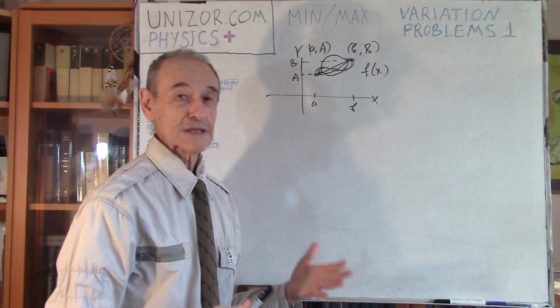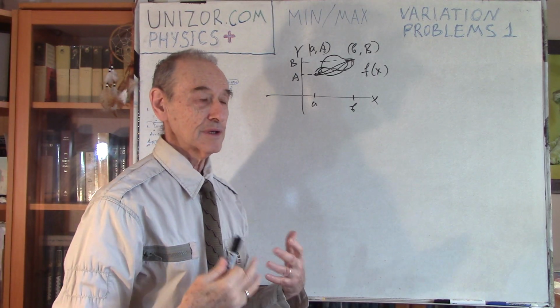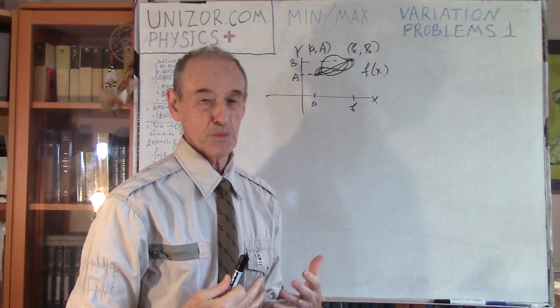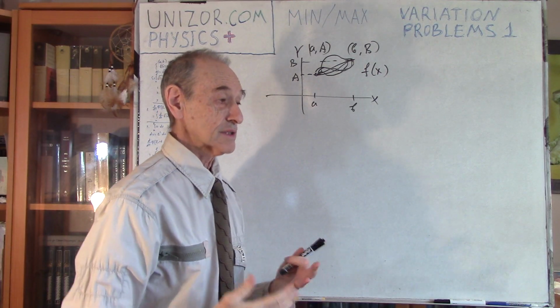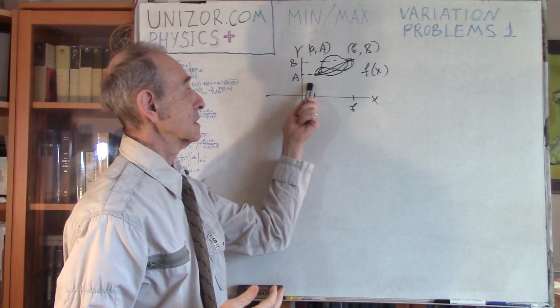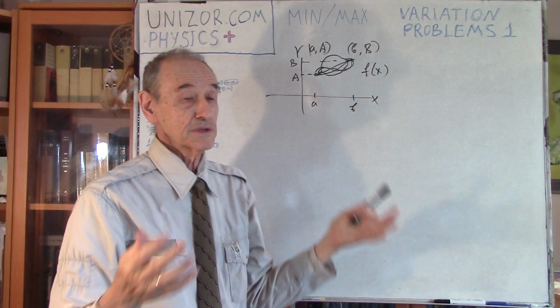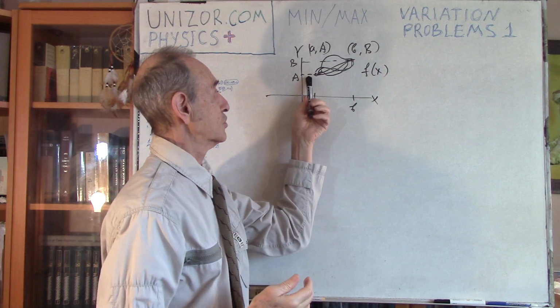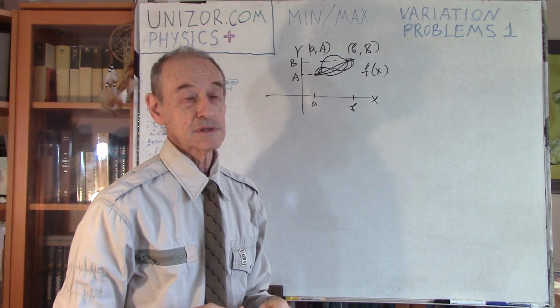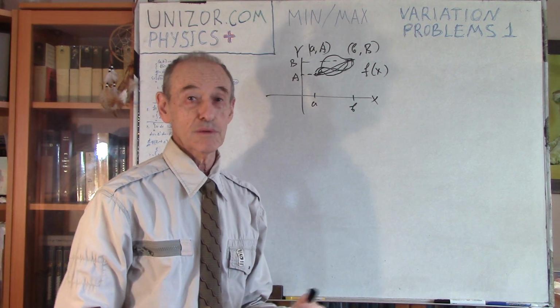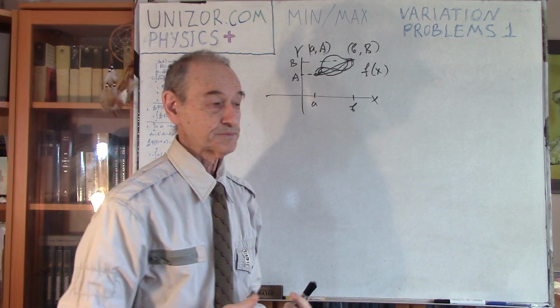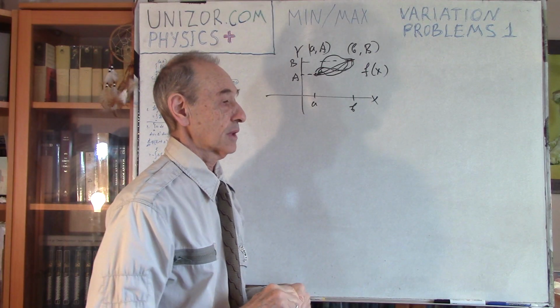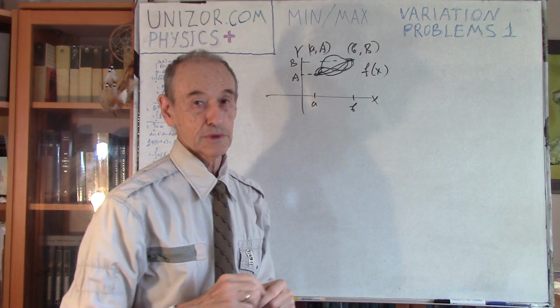However, it would be nice to prove it in a relatively rigorous way. And a relatively rigorous way means that we are supposed to consider all the different functions which connect these 2 points, and among them find the one with the minimum length. Now, how do we approach it?